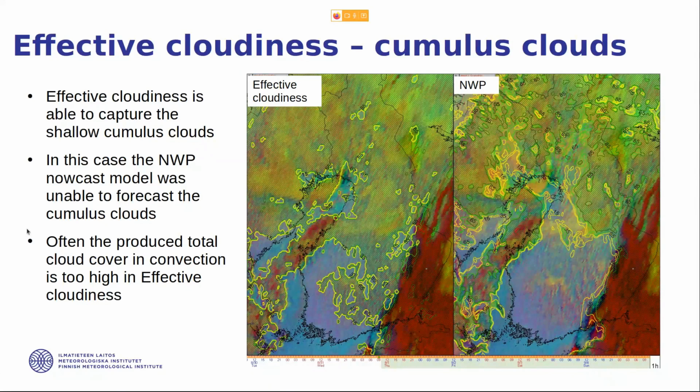seen in the central Finland, but the numerical weather prediction model totally misses these shallow cumulus clouds, whereas the effective cloudiness can capture these, but then it produces a bit too much cloud there, so the cloud cover is mostly 100%. So we have been using numerical weather prediction shortwave radiation information to then try to reduce the cloud cover where we have cumulus clouds in the products. But it's a nice thing that the effective cloudiness was able to capture these cumulus clouds, whereas the numerical nowcasting model was not.